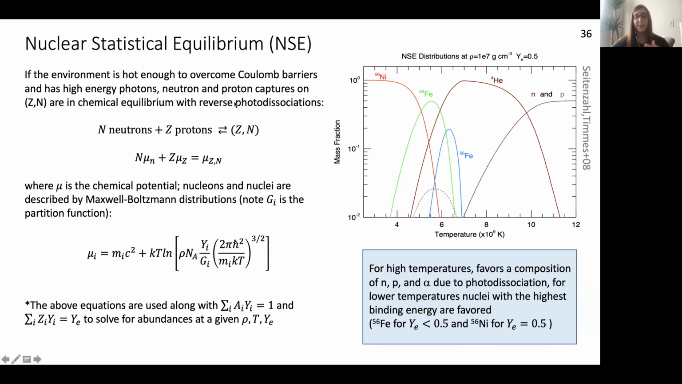that photodissociations are going to be in chemical equilibrium with your captures of neutrons and protons, as can be seen from this equation. So this is going to give you this equation right here, which essentially balances chemical potentials. So chemical potentials for nucleons and nuclei are going to be determined from Maxwell-Boltzmann distributions. So here's an explicit formula for your chemical potential.